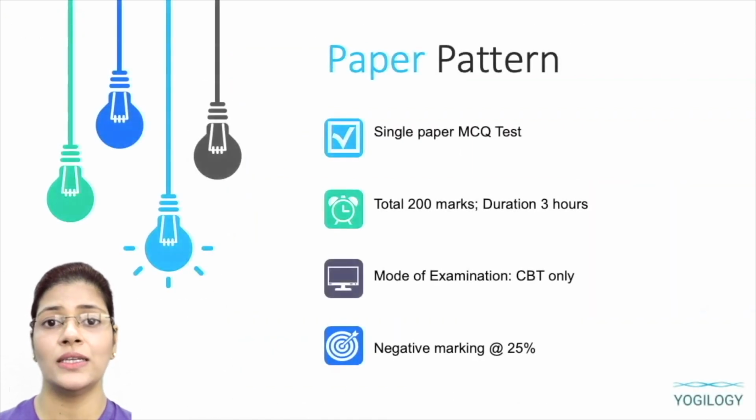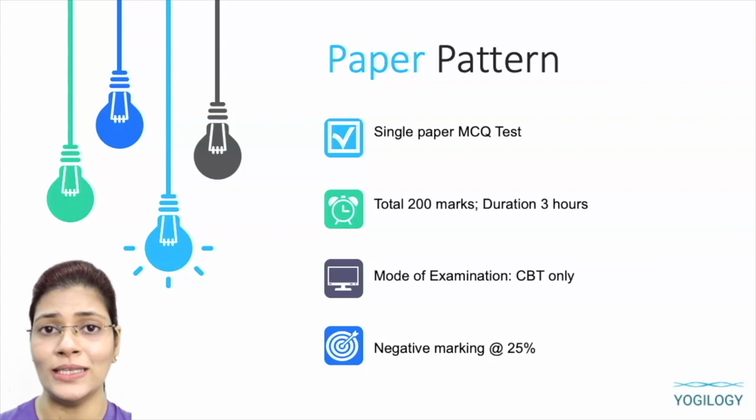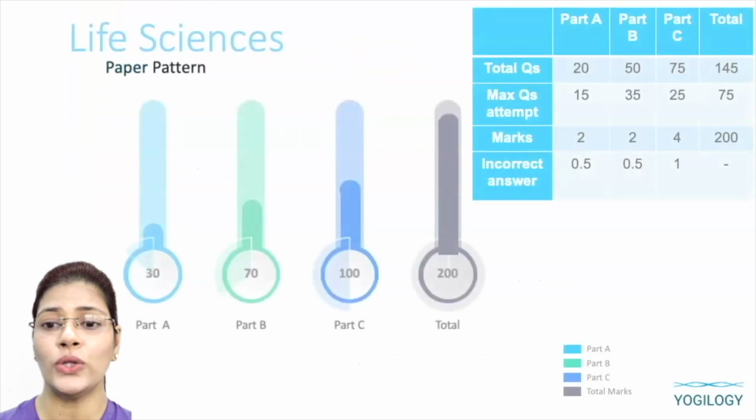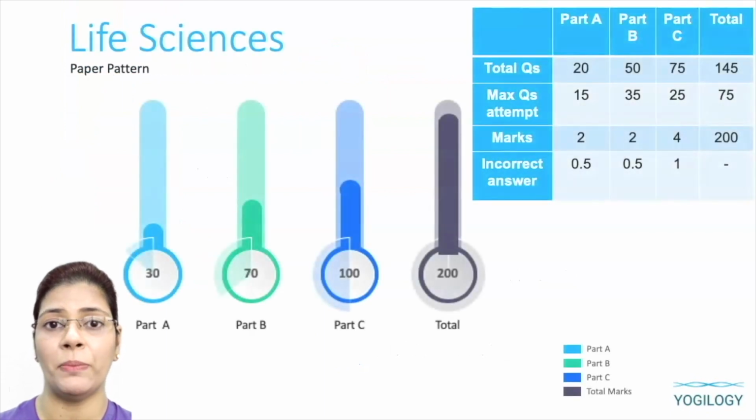What is the paper pattern? It is a single paper with multiple choice questions. The test carries a maximum of 200 marks. The exam is 3 hours duration, and since December 2019 the examination is conducted as a computer based test only, CBT, and there is negative marking for incorrect answers. So let me quickly show you the marks distribution scheme and paper pattern for the test.